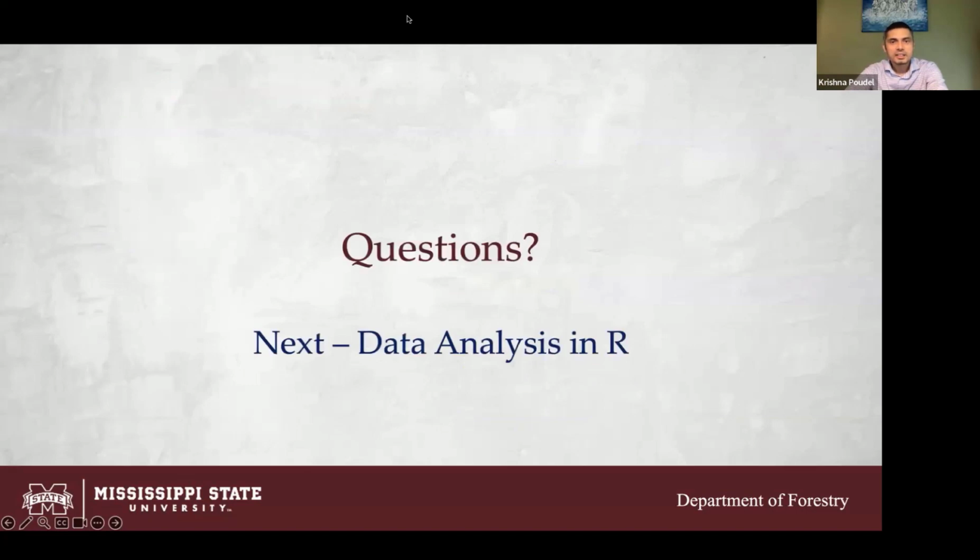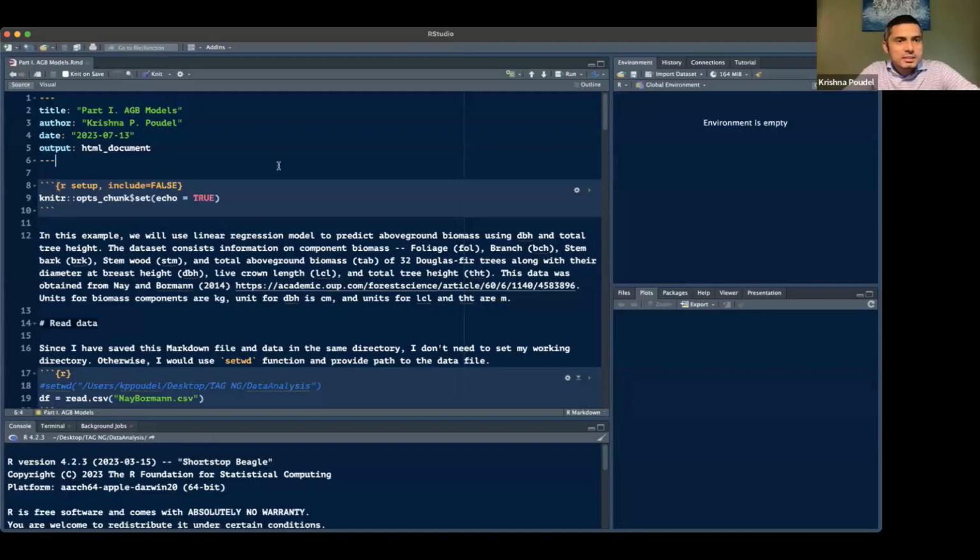All right, any questions? Looks like we got none. All right, let's move forward. Assuming everyone has the data and our code as well, I think it will go quickly because our code is already there, and I put the RMD file, so the instructions are also in there. Let's start with part 1, AGB models.